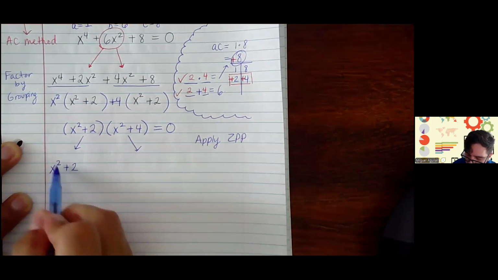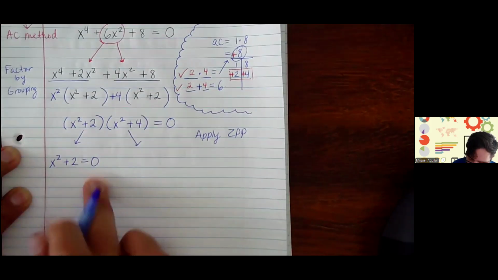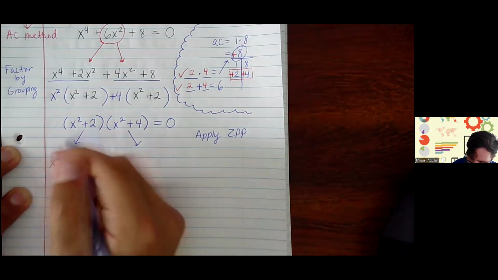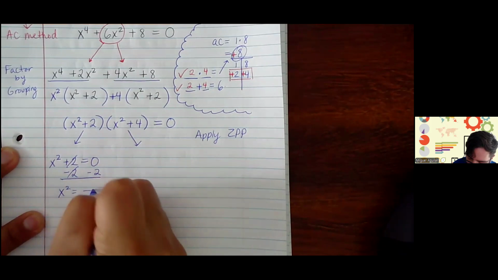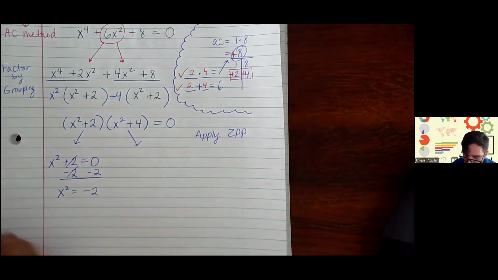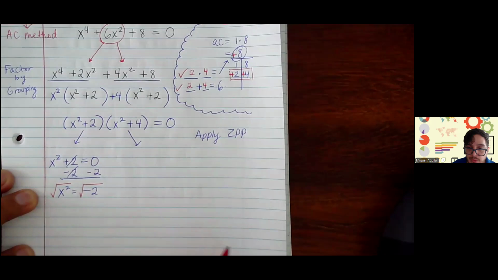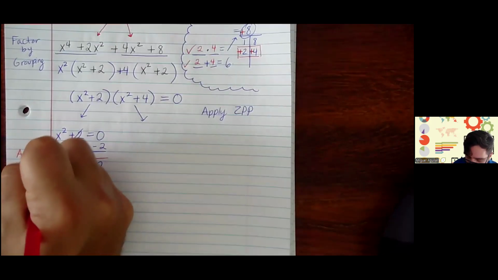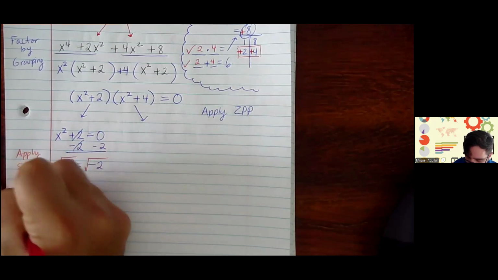So x squared plus 2 is equal to 0. We can solve this equation by subtracting 2 to cancel out this 2. Now we'll have x squared is equal to negative 2. And once we've isolated our square, well, we can go ahead and take the square root of both sides, right? Use that square root property here. So I'm going to put apply square root property.